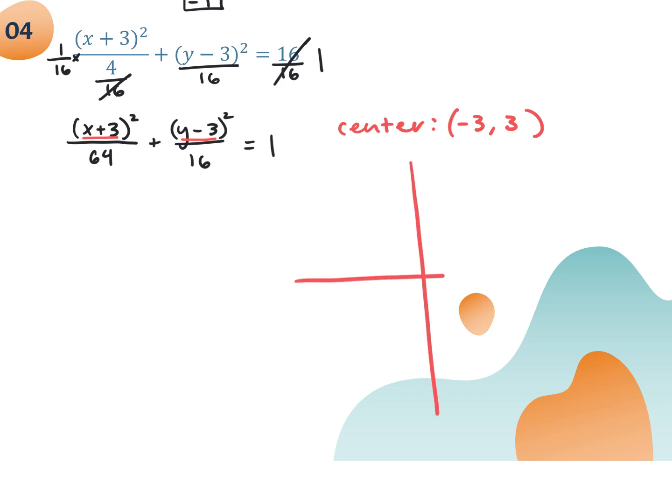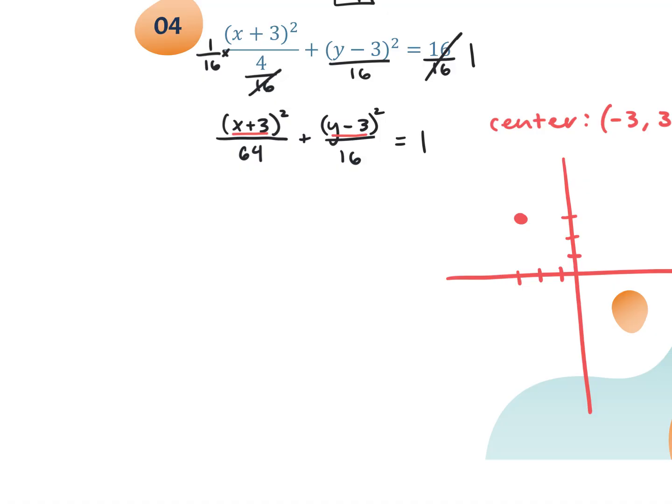If you want to find your a, b, and c first, you totally can. I'm just going to plot this on our graph first. So I'm going to go to the left to -3 and up 3. Put my center there. Now let's find our a, b, and c.